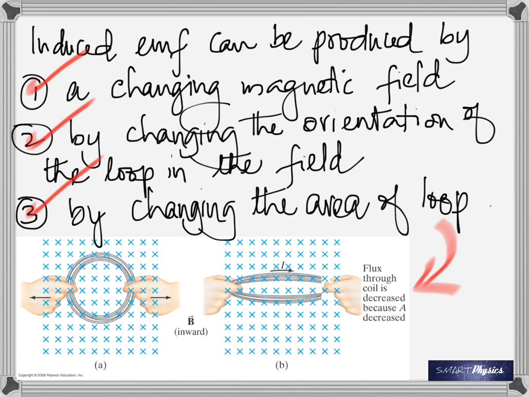And the diagram shows how you can induce a voltage by changing the orientation, okay, by rotating it. In fact, this one shows how it could be induced by changing the area, actually.